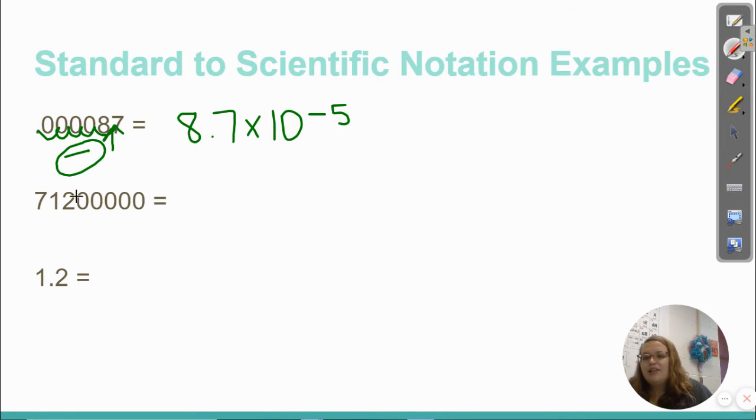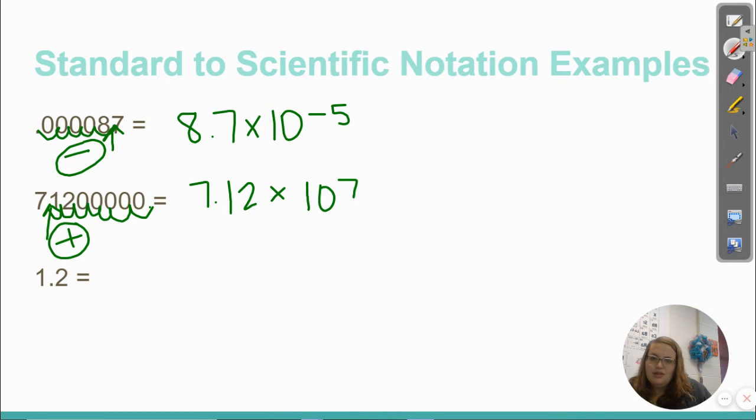All right, on this one, I have a big number, so I'm going to have a positive exponent. So my decimal point's there. I only want one number in front of the decimal, so I'm going to move it to right here. Move it 1, 2, 3, 4, 5, 6, 7 times. So 7.12 times 10 to the 7.